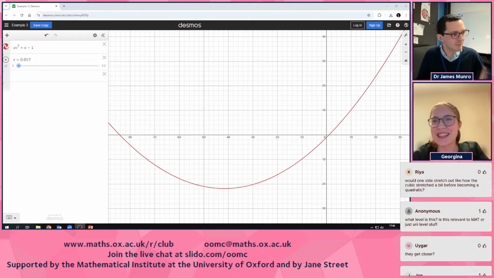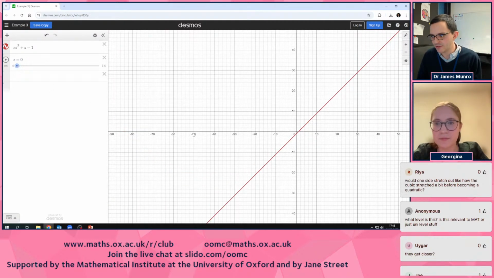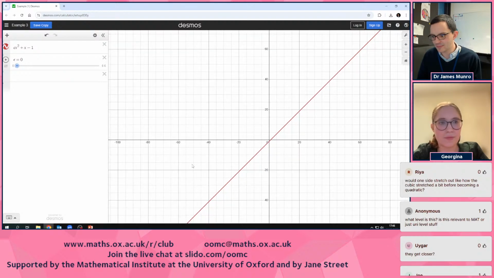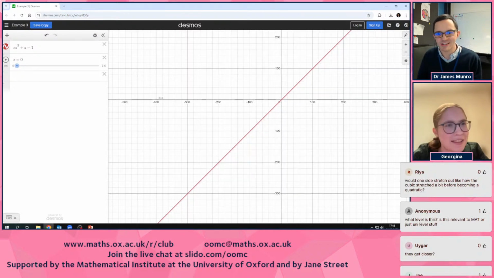Good. Yes, with one side stretched out. There we go. Stretched out like how the cubic stretched a bit before becoming a quadratic. Yes, exactly that, Ria. Thank you. It's stretching out wider and wider until, I mean, that looks a bit like a straight line, but in fact, if I zoom all the way out, it is in fact. Oh no, I've set it to 0. It is now a straight line.